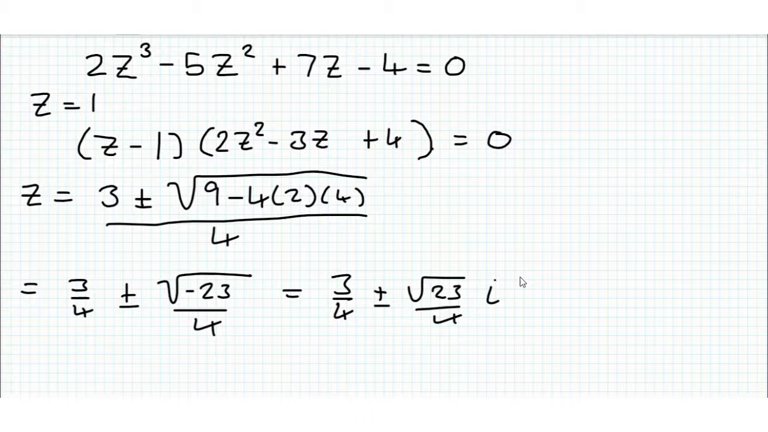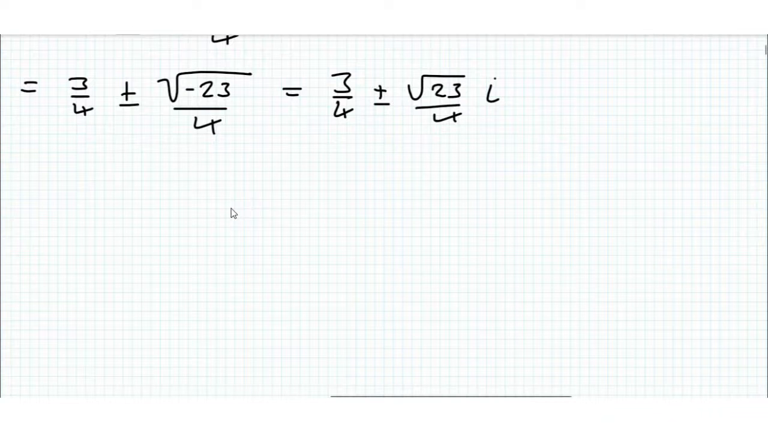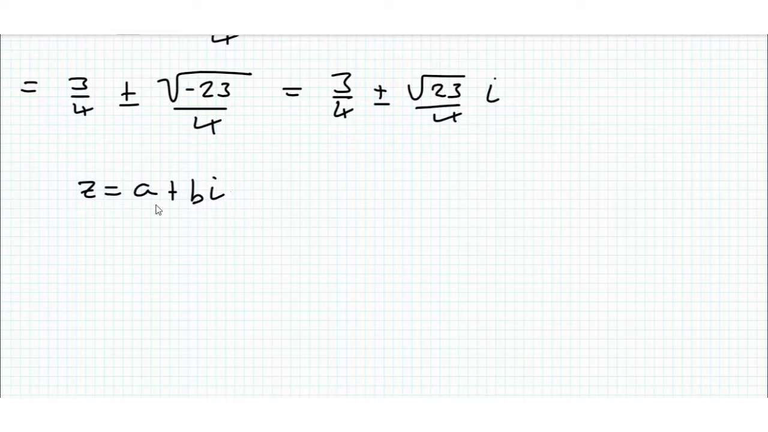Sometimes in these questions, solving quartics or cubics, you will be given one of the complex roots, but the important part about complex roots is they always come in conjugate pairs. And what does that mean? Well, if you've got a complex number z equal to a plus bi, where a and b are real numbers, then z conjugate is equal to a minus bi.